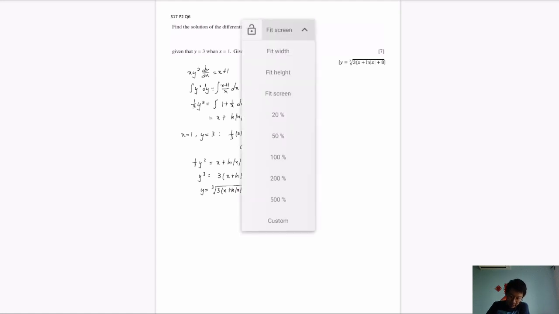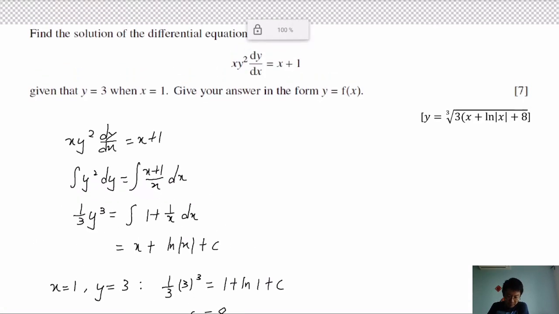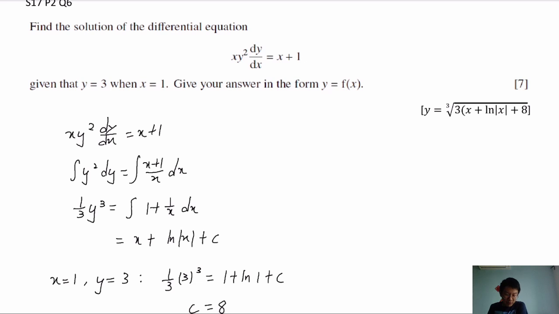Okay, for this question, find the solution of this differential equation x y squared dy/dx equals x plus 1, given that when y equals 3, x equals 1. Give your answer in the form y equals f(x). So for this one, first is to separate the variables.